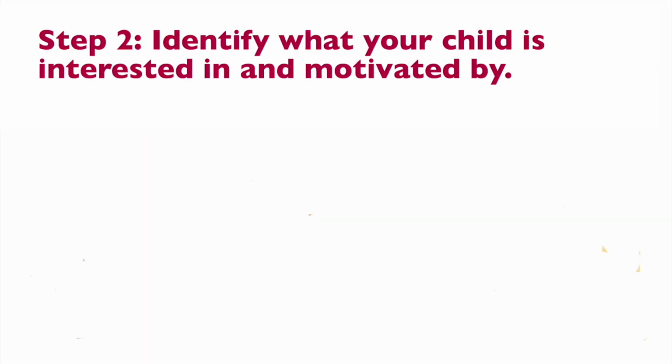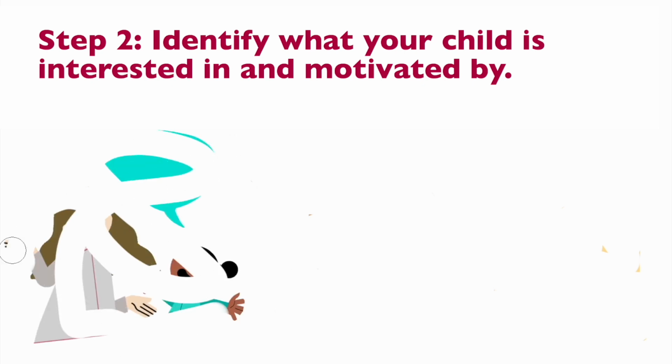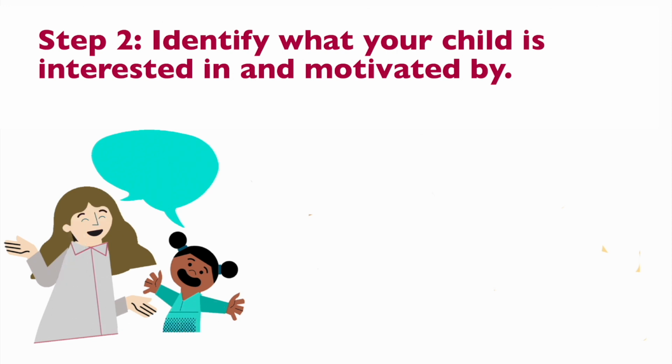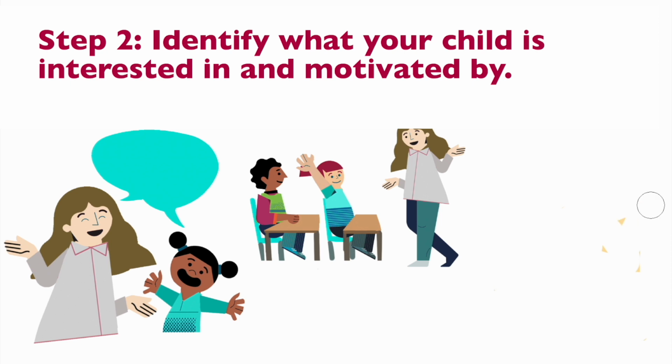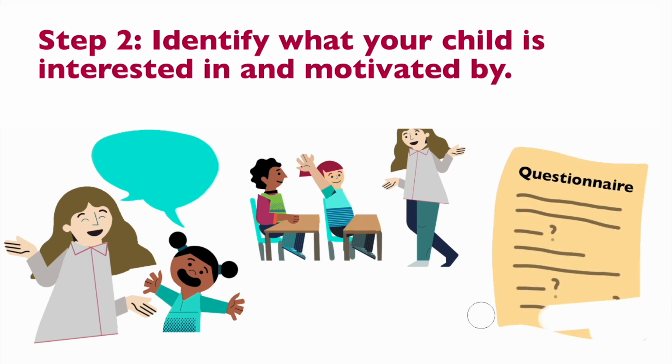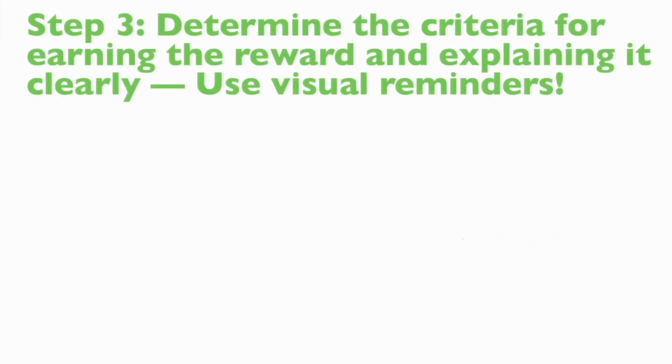Then identify what it is that the student or your classroom is interested in and motivated by. You can find out this information in a variety of ways, such as interviewing the student or caregiver, taking a class vote, conducting preference assessments, or using a preference checklist. Next, determine the criteria for earning the reward and explain it thoroughly.